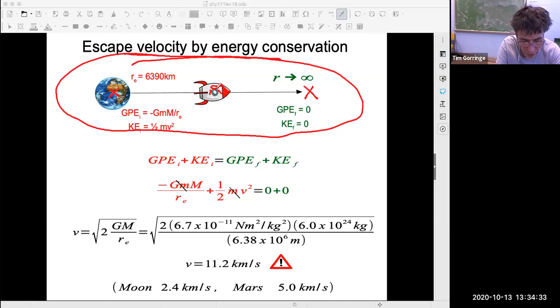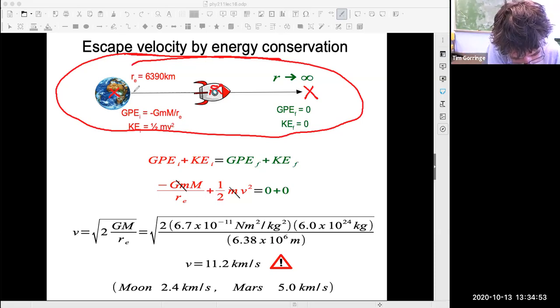And we're going to apply energy conservation, kind of like we applied on a roller coaster, for example, where we started at the top of the roller coaster and rode down to the bottom, and we were able to figure out our final speed in terms of our initial height. We're going to do the same sort of calculation here.